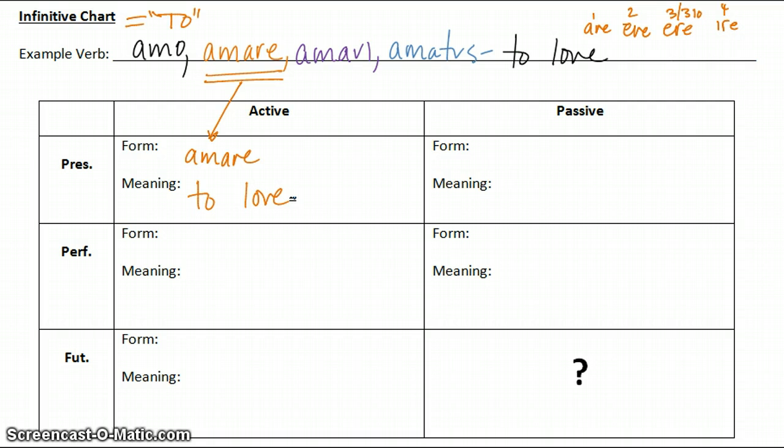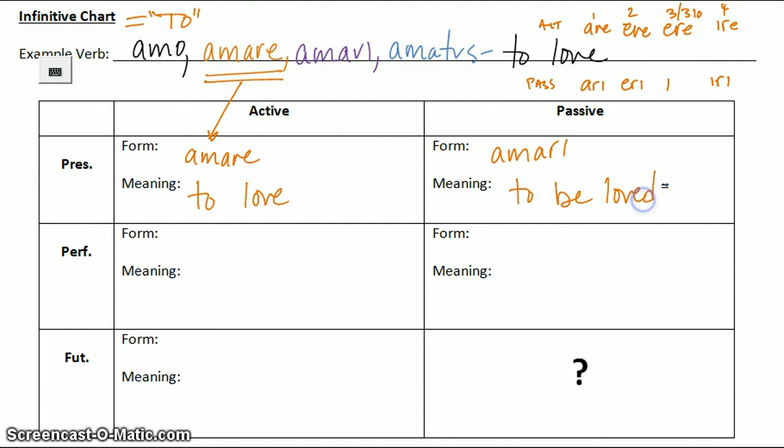Now to create the present passive form, I use the present active form, but I change the infinitive endings a little bit. So -are would become -ari in the passive. -Ere becomes -eri for second conjugation. The short -ere for third and third IO becomes just an -i, and for fourth becomes -iri. So because amare is first conjugation, I have amari. I'm still using to in English, but making it passive and adding the word be: to be loved.